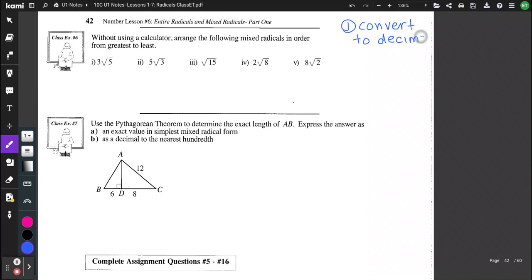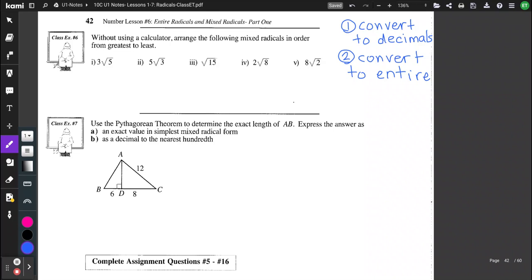Whenever it wants you to put them in order on a number line, least to greatest, or sometimes they say greatest to least, they might reverse it on you. Whenever they're asking you to order them, that means they have to be converted to decimals so you know where they belong on the number line. Or you convert them into entire radicals. That's the second way. Because you could get a multiple choice or true false question where it says, does converting them to entire radicals help you order them? Yes, it does. Convert to entire.